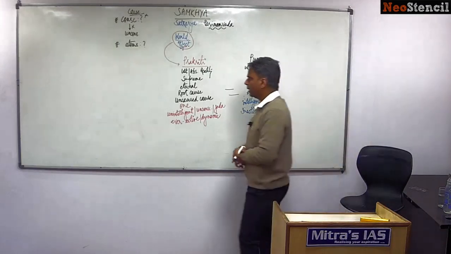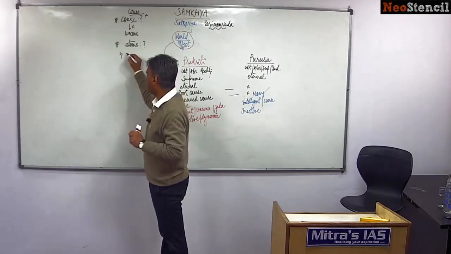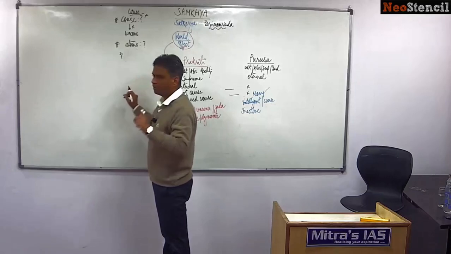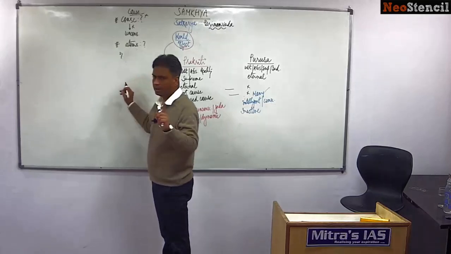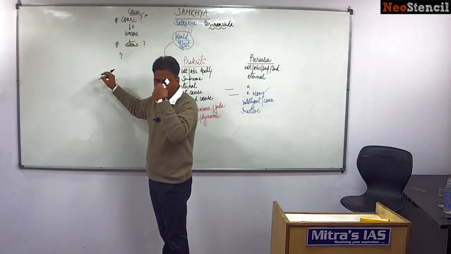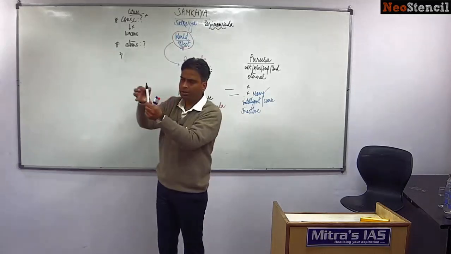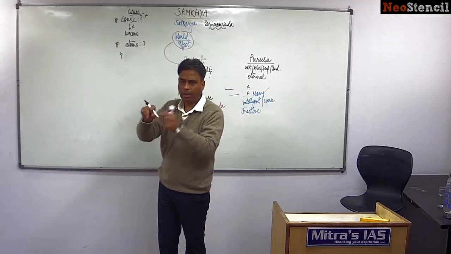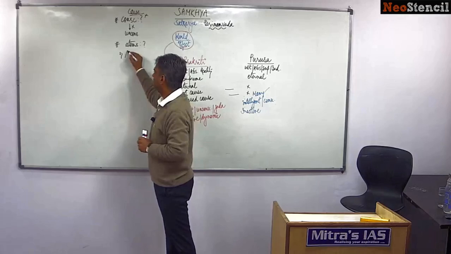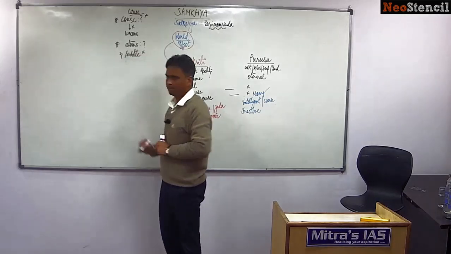Why? Because atoms can explain the production of only gross things. Atoms can explain only the making of gross things. This is made up of atoms. This is made up of atoms. This is made up of atoms, gross. But what can't they explain? Yes, subtle things. Subtle things are not made up of atoms.